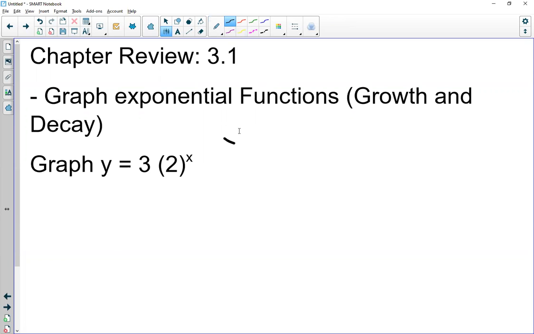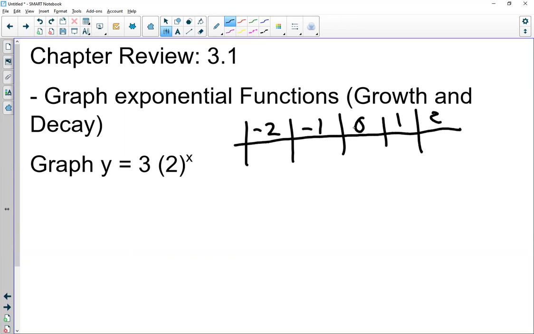So for this one, we'll start off with this. I want to graph this. Usually I like the points from -2 to 2 to make my life easier. So these are my X's, and my Y's over here.